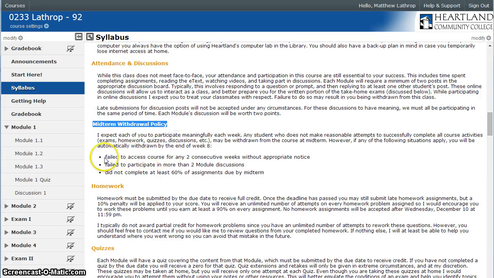There is also a midterm withdrawal policy. At midterm, if you have failed to meet any of these requirements, you will be withdrawn. As long as you're participating in the course, it's nothing to worry about. But if you fail to access the course for 2 weeks in a row, if you fail to participate in more than 2 module discussions, or if you have too many incomplete assignments, you would be withdrawn. Again, as long as you're participating, nothing to worry about.